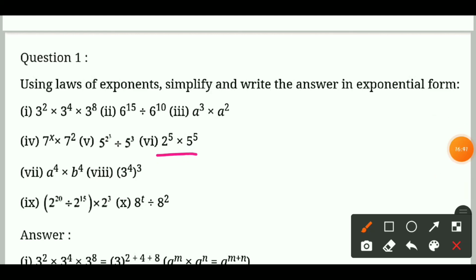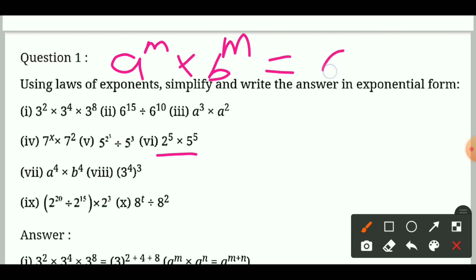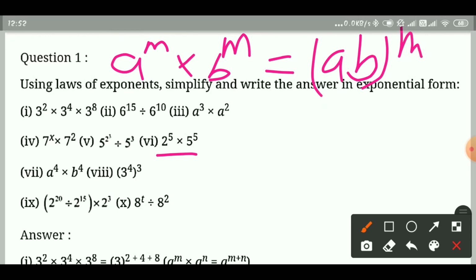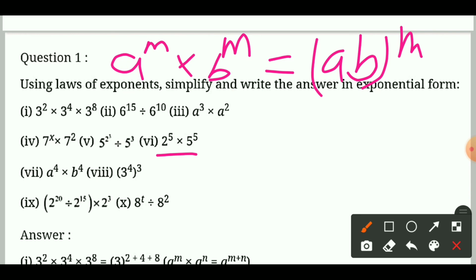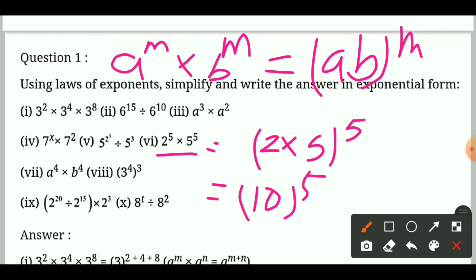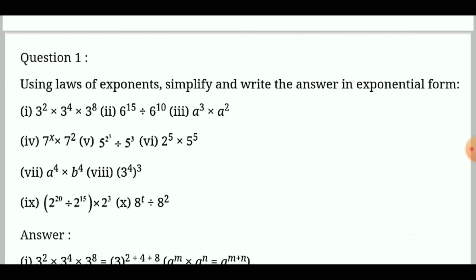Don't get confused. Here the power is same and base is different. Power is same and base is different. So this is the question. Here we are going to use this law, a raised to power m multiplied by b raised to power m. And here I told you in this condition we are going to multiply the bases and the power will be taken common. Okay, so in the sixth, we are going to do the same thing. We will multiply the bases and we will take the power common. So 10 raised to power 5 is the answer. Clear?